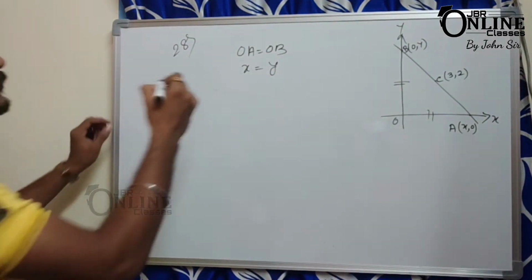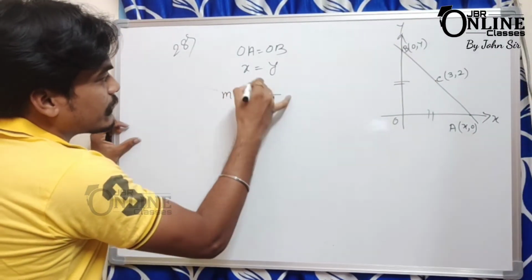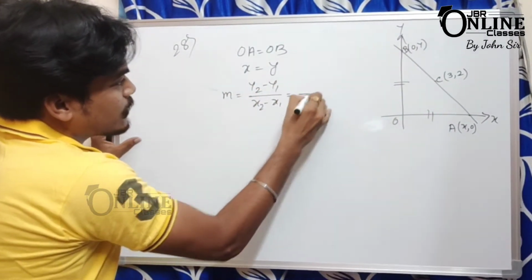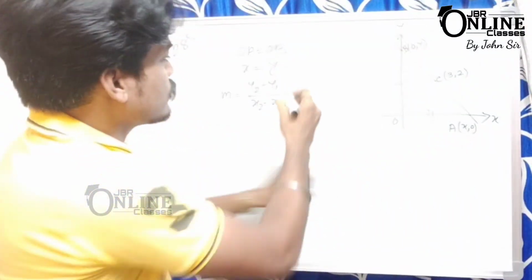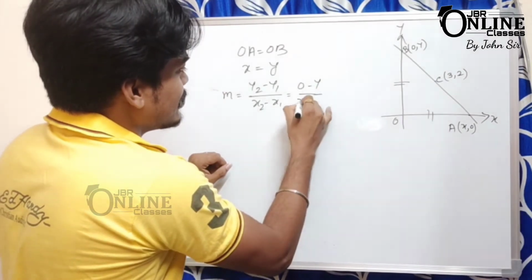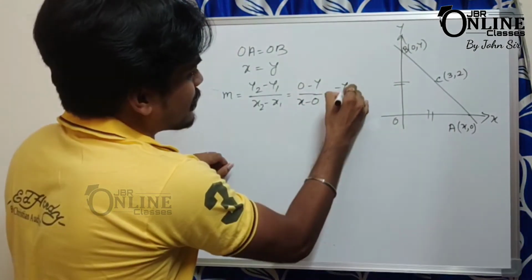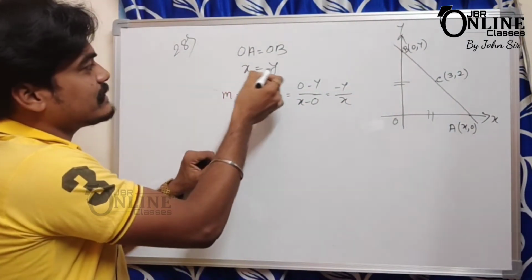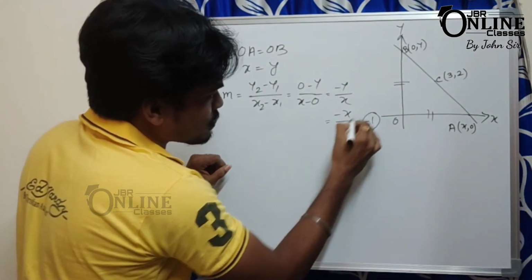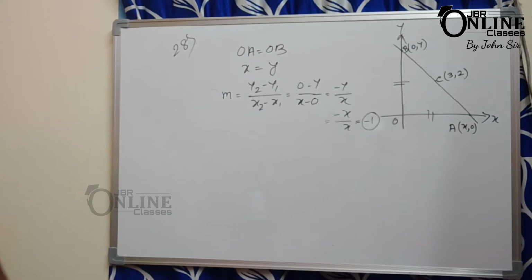Now next thing, you have to find out the slope. So the formula is (y2 minus y1) by (x2 minus x1). So here y2 means 0, so 0 minus y1, which is y, and here x minus 0. So that means minus y by x. Now you know that x equal to y, so just put down the value: minus x by x equal to minus 1. Okay, so here slope equal to minus 1.